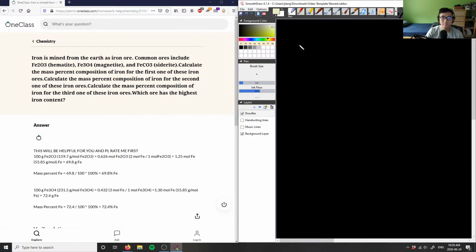Let's look at number 8. So if iron is mined from the earth as iron ore, common ores include Fe2O3, hematite, Fe3O4, magnetite, and FeCO3, which is siderite. So calculate the mass percent composition of iron for the first of these iron ores, for the second, and for the third. Which ore has the highest iron content? So we want to figure out basically mass percent composition.